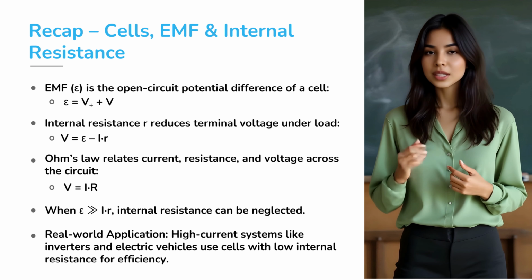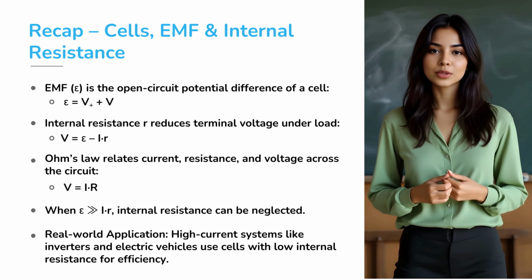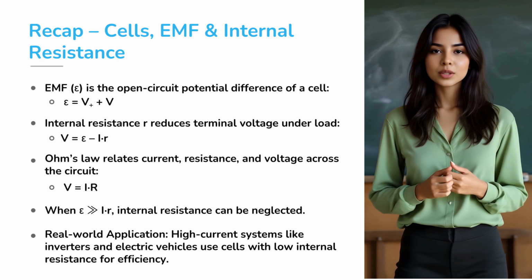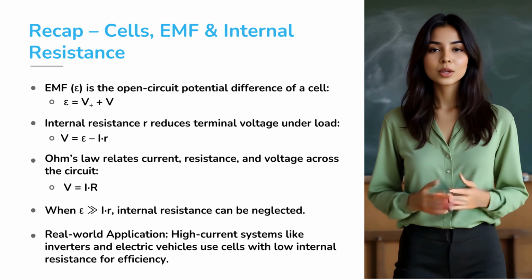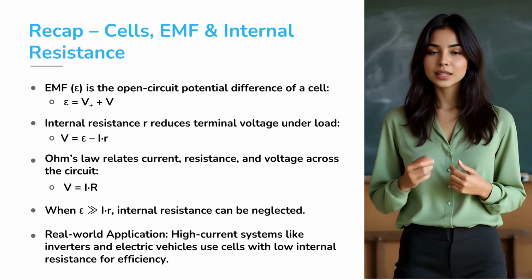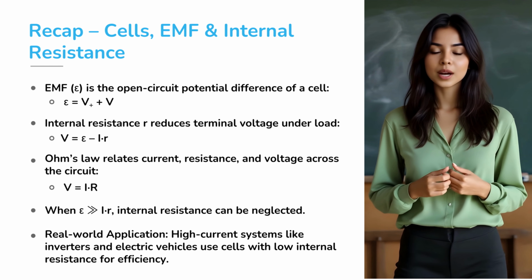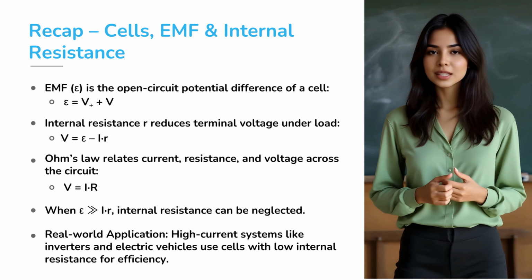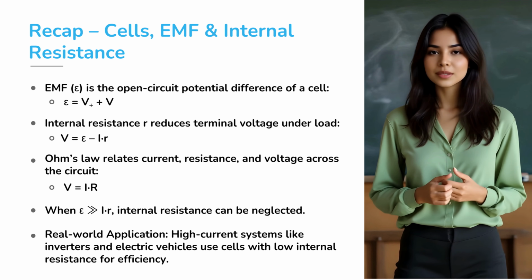Let's wrap up with a quick recap of the key takeaways. First, the EMF, denoted by epsilon, is the open circuit potential difference across a cell's terminals. Epsilon is equal to V sub plus plus V sub minus. Second, when current flows, the terminal voltage drops because of internal resistance. V is equal to epsilon minus I times r. Third, by Ohm's law, the voltage across a resistor is given by V is equal to I times R. And finally, when epsilon is much greater than I times r, we can neglect internal resistance in practical calculations.